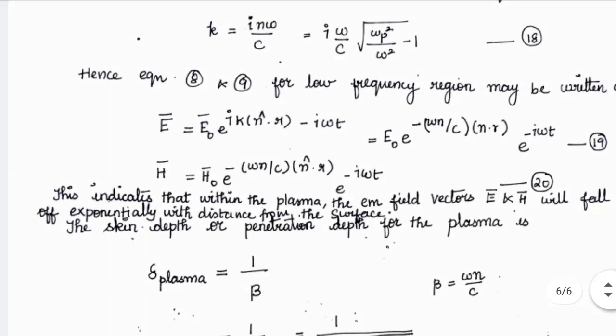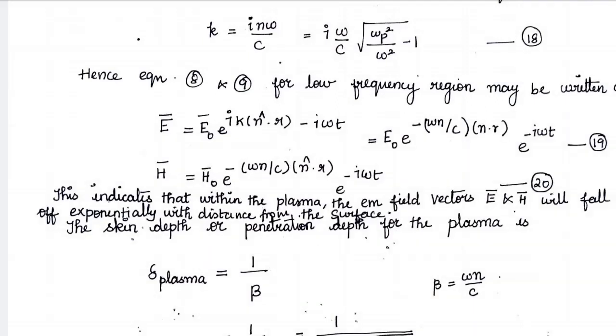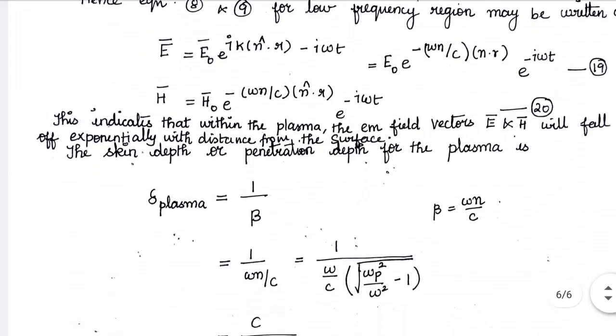So the solutions in equation number 19 and 20 indicate that within the plasma, the electromagnetic fields E and H will fall off exponentially with the distance from the surface. So if the distance is more, the E and H vectors are expelled away from the surface of the plasma.